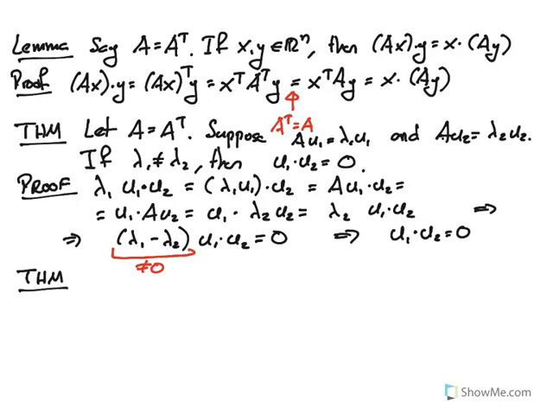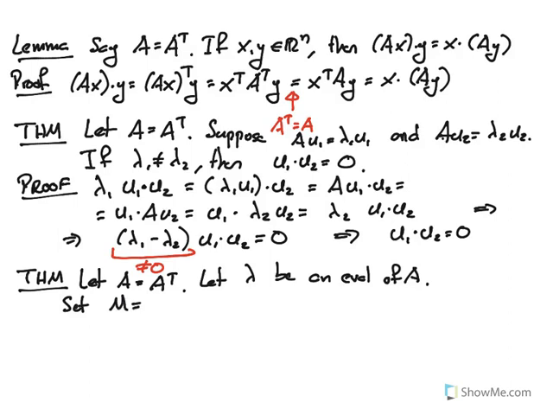Here is another interesting statement. Again, let A be a symmetric matrix. Let lambda be an eigenvalue of A. And now we set M to be the eigenspace associated with lambda, so the set of all vectors such that Ax is equal to lambda x. And we let N be the orthogonal complement to M.